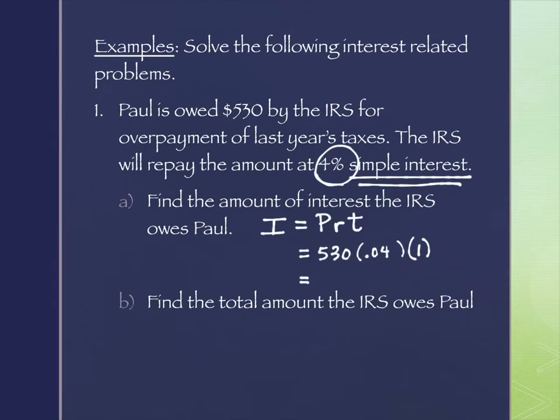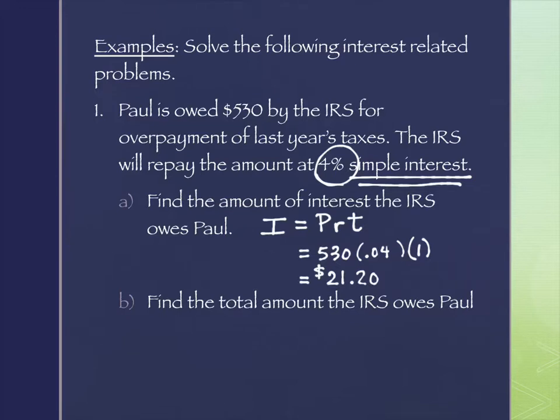So what is 530 times 0.04? 21.2. And this is a dollar amount, right? So we'll put our dollar sign with it and put a 0 at the end. It's 21 bucks, right?